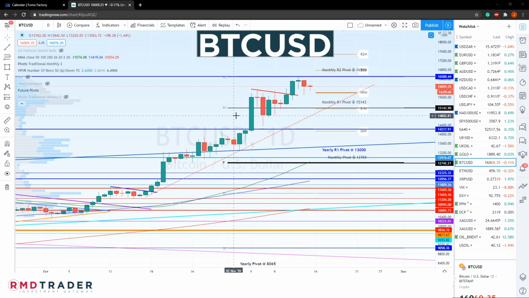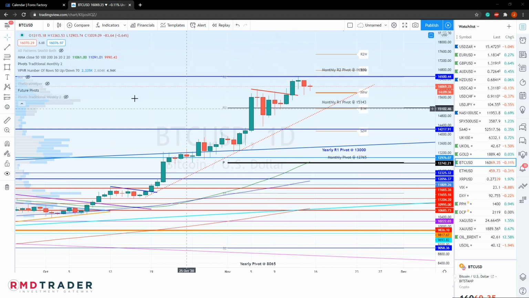We are finally concluding this week's technical market overview by looking at Bitcoin. We are on a daily time frame, and last week did not disappoint, with our price target at the monthly R2 pivot at 16,500 being reached to the T. You can see that is exactly where the high was made.